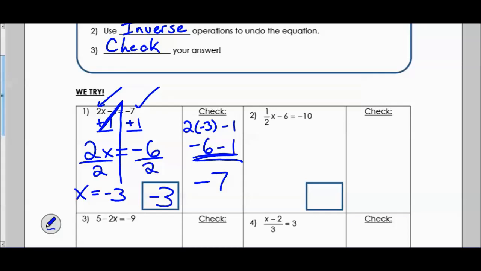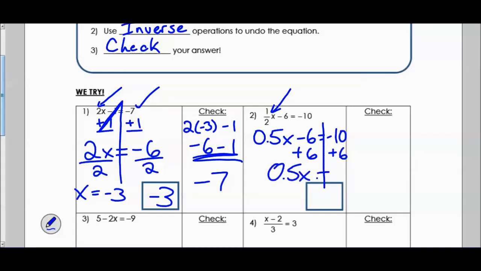On the second one, we have a fraction in front. So that's the thing that's directly attached to our variable. I'm actually going to change that into a decimal instead. I'm going to change that to 0.5 times x minus 6 equals negative 10. So we're going to start with whatever's not directly attached to it. We're going to start with that minus 6. We have to do the opposite of minus 6, or add 6. So we have 0.5x equals negative 4.